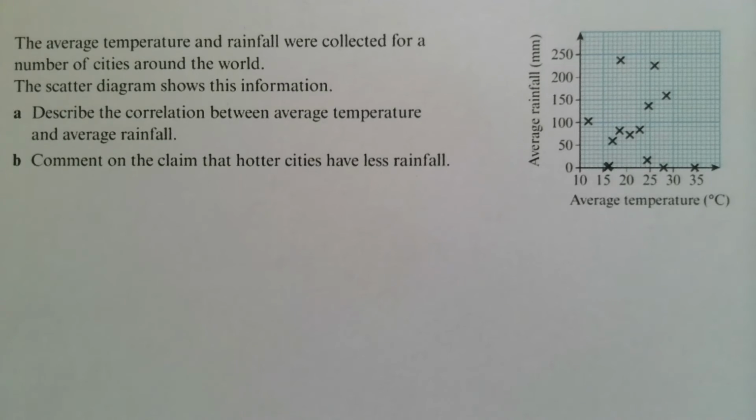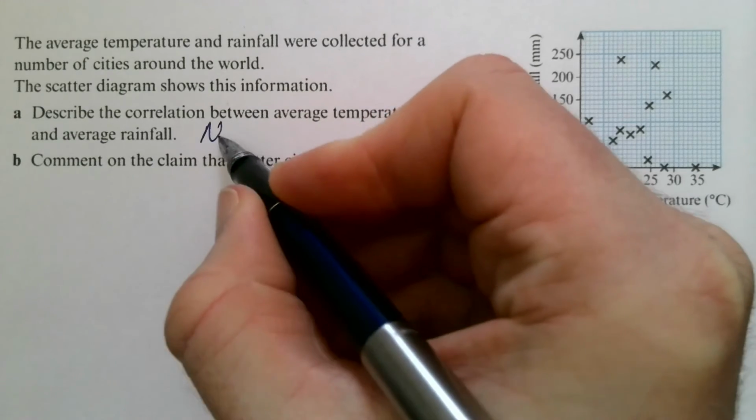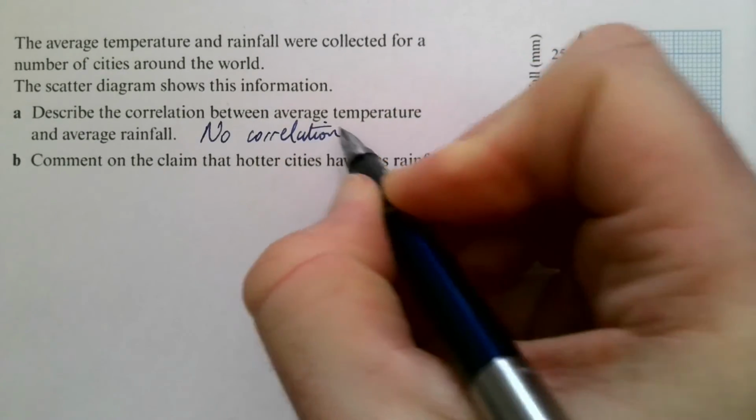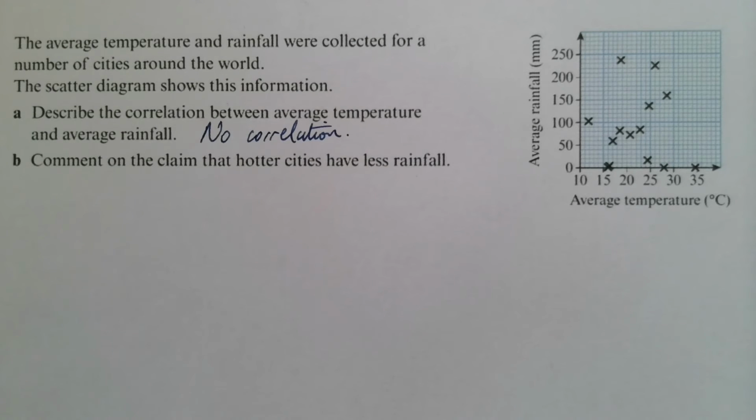Here's another question. So pause the video again, have a little go. Now these crosses are all over the place, so we've got to say there's no correlation. And then we've got a claim here that hotter cities have less rainfall. Well, that may be true, but if there's no correlation, you've got nothing to back that up.